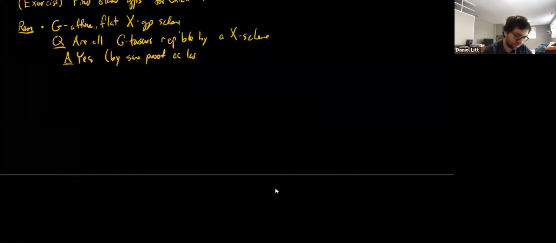So the point is that you can trivialize such a G torsor flat locally, and then use FPPF descent.